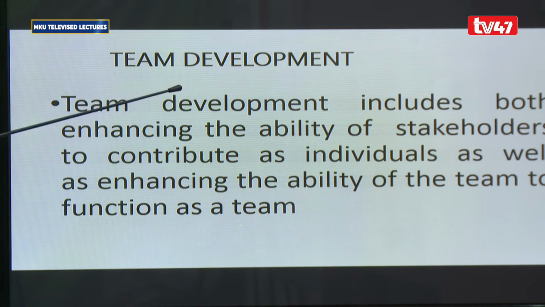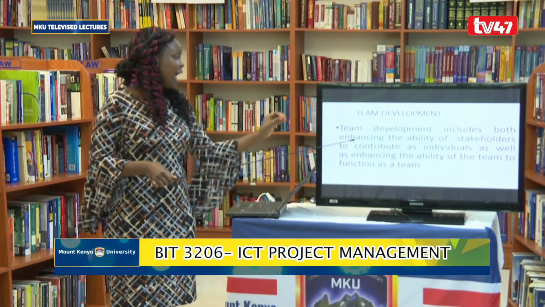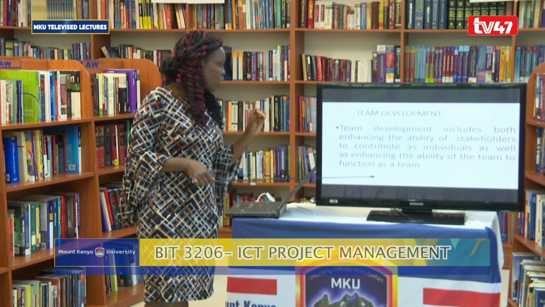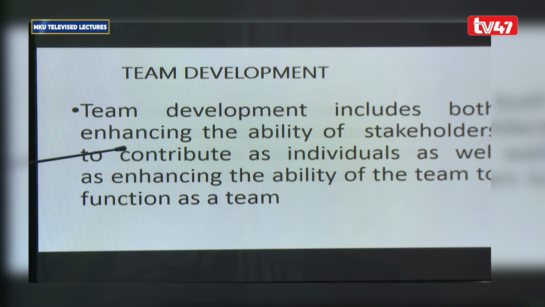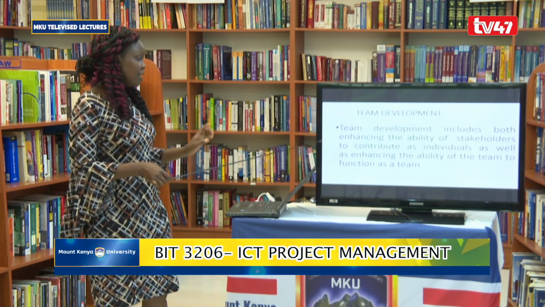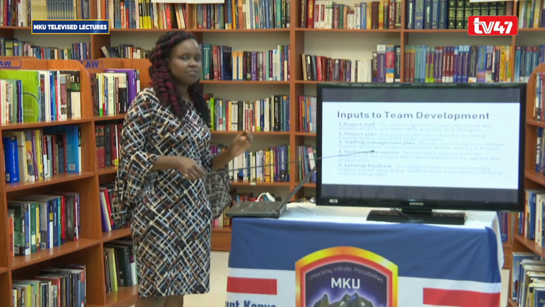So let's look at this process called team development and see what it entails. Team development includes both enhancing the abilities of stakeholders to contribute as individuals to the success of a project, as well as enhancing the ability of a team to function as a team. Of course, a team that is working in unison, a team that is united and has togetherness, the success of that project is usually very high. So let's look at what team development entails.